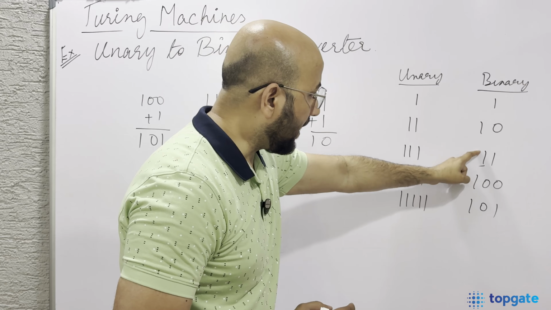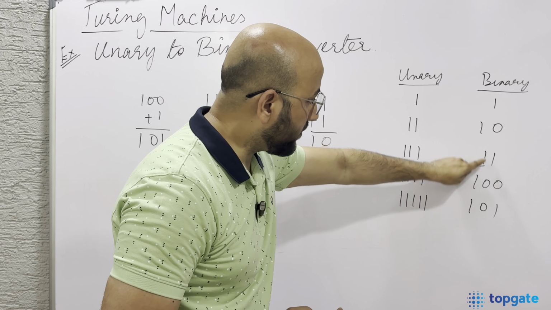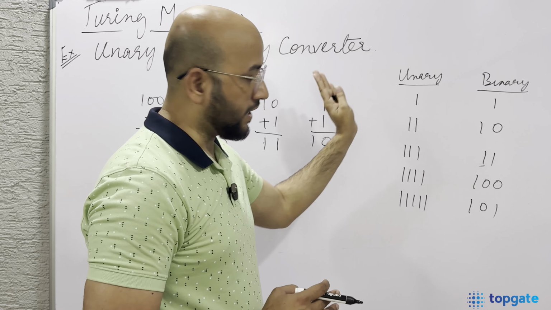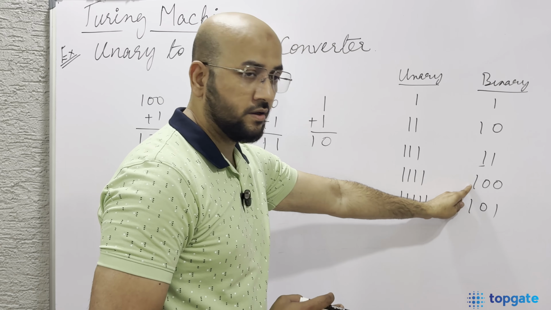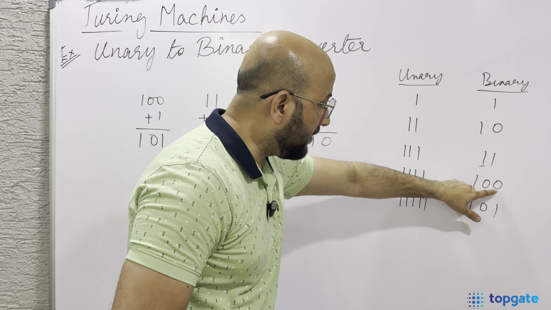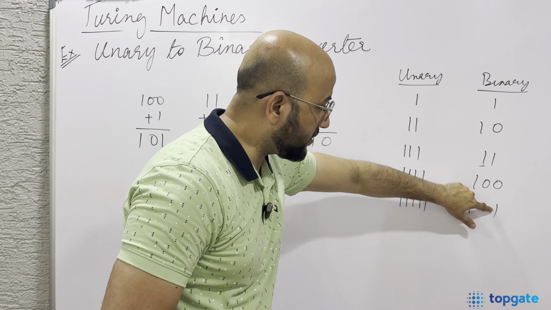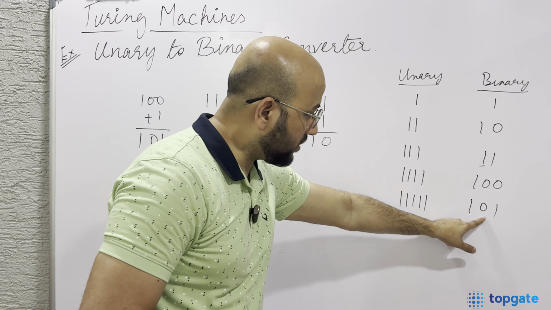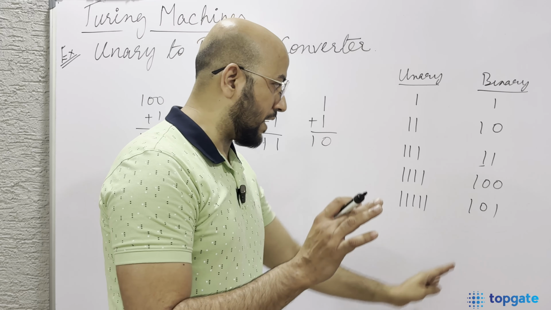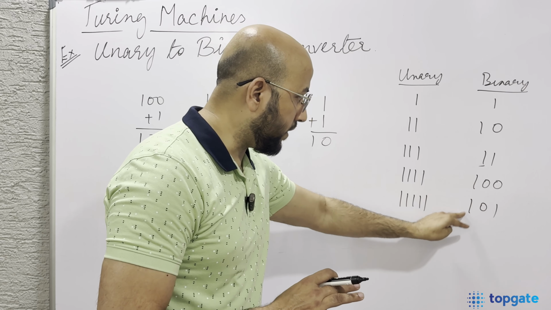Again I added 1 to this one. Again you can see 1 was changed to 0 and 1 was carried forward to the left hand side. I got a 1 here. Similarly, if you add 1 to this 0, what did I do? I just simply changed 0 to 1, and to the left hand side, I don't have anything to do. I'm not changing anything. 0 is 0, 1 is 1.